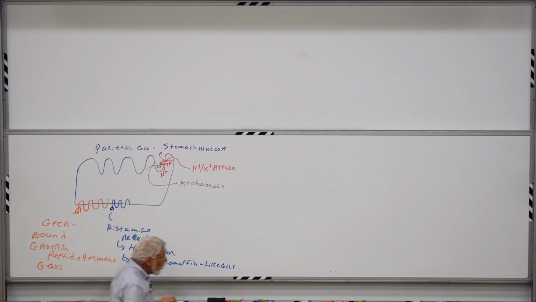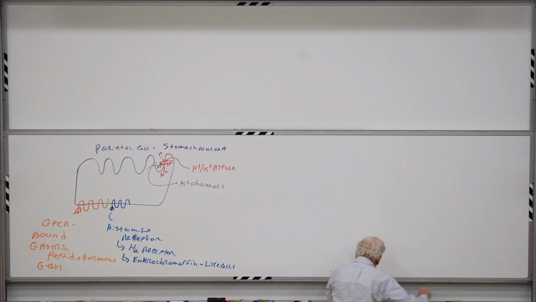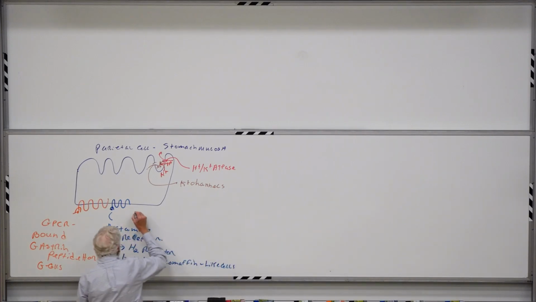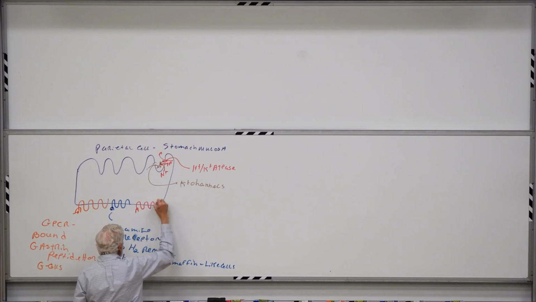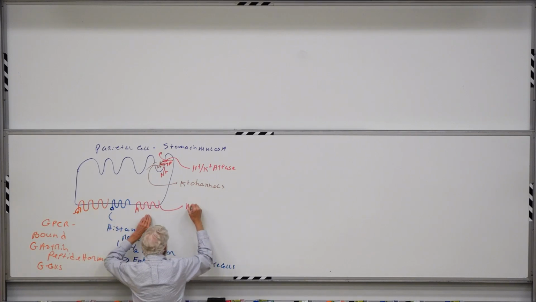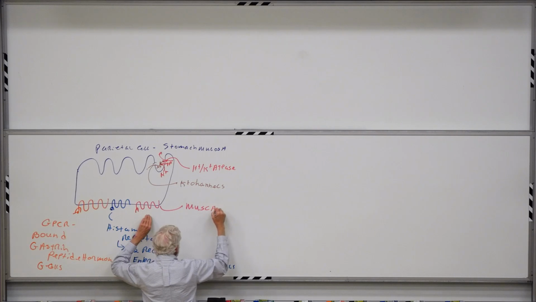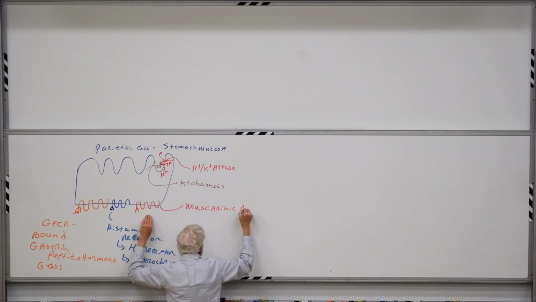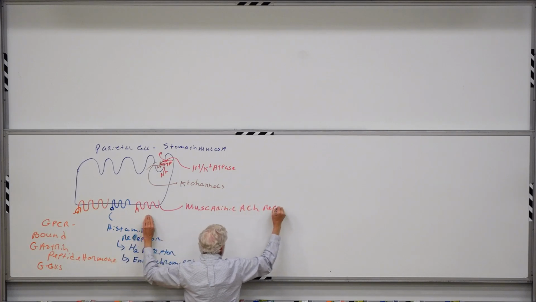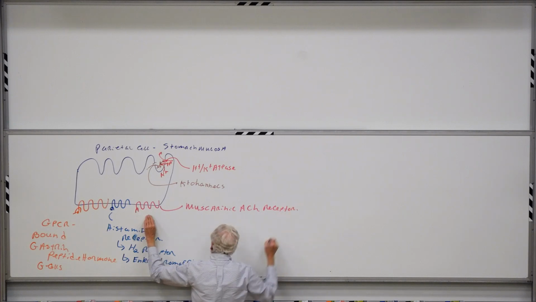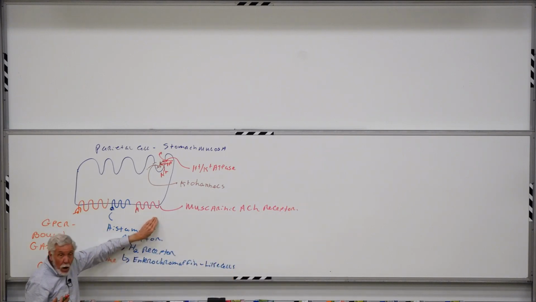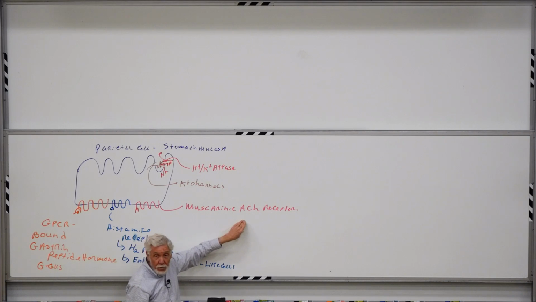And then finally, the third one we closed with was another G protein coupled receptor known as a muscarinic acetylcholine receptor. And the question then immediately arose, where does this acetylcholine come from?